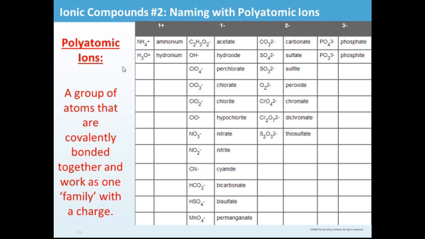Alright, polyatomic ions are basically a group of atoms that are themselves covalently bonded together, and they act kind of like a family where they have a charge. For example, chlorate, ClO3.